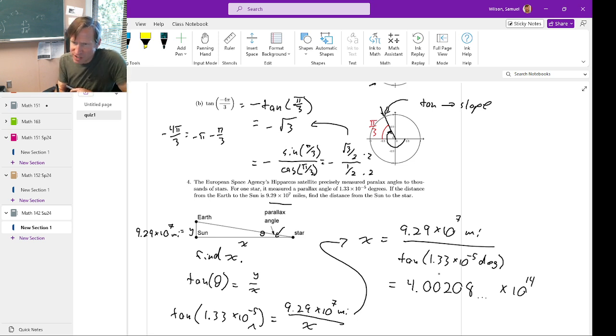And let's see, for units, the number coming out of tangent doesn't have any units. So this mile unit here survives. So this is in miles. So 4.002 times 10 to the 14th miles.